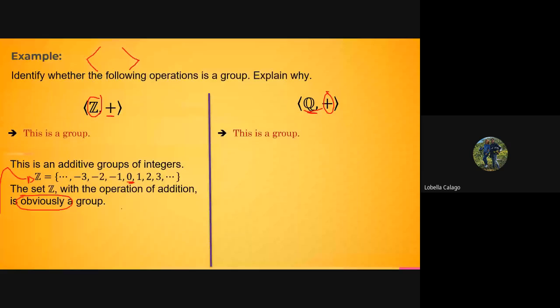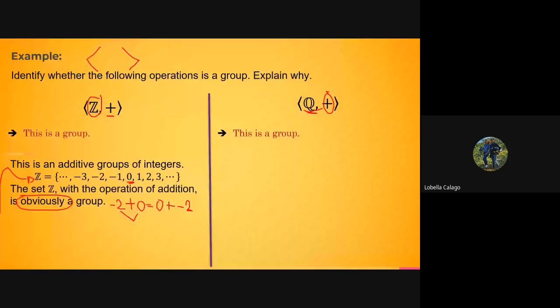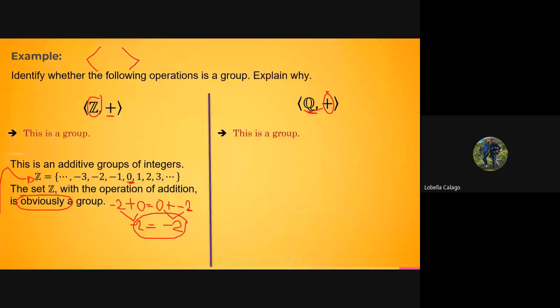Ngayon, kailangan natin malaman kung parehas ba siya if i-associative natin. For example, if we select A, which is negative 2, so i-add natin siya sa 0, is this equals to this? Kailangan natin kasi same pa rin. So, pag-add natin, this gives us negative 2. And this one also is negative 2. So, tama po ang ating, it is commutative, yung ating identity element. 0 is our identity.